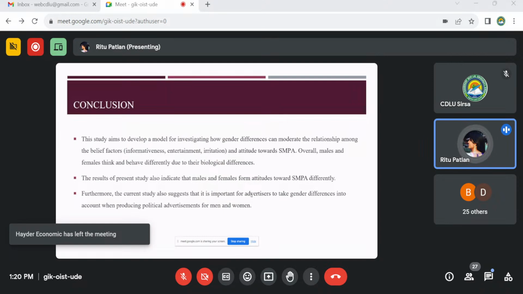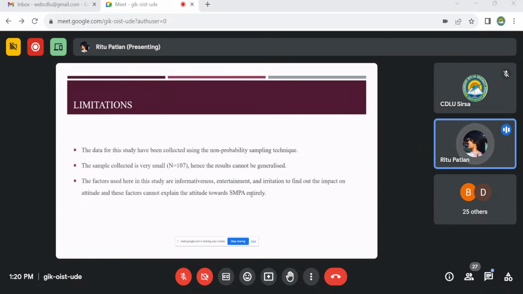So these are the conclusions for my study, and there are some limitations also: I did my study using the non-probability sampling technique. The sample size was very small, and I've taken only a few factors, which are informativeness, entertainment, and irritation, while there are other factors also like trustworthiness, credibility, etc., which future researchers can consider. Yeah, that's it. Thank you.